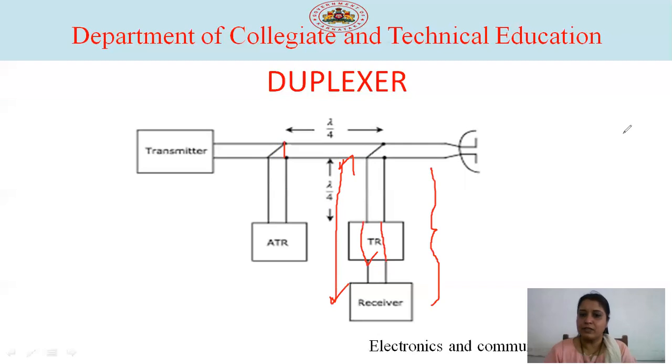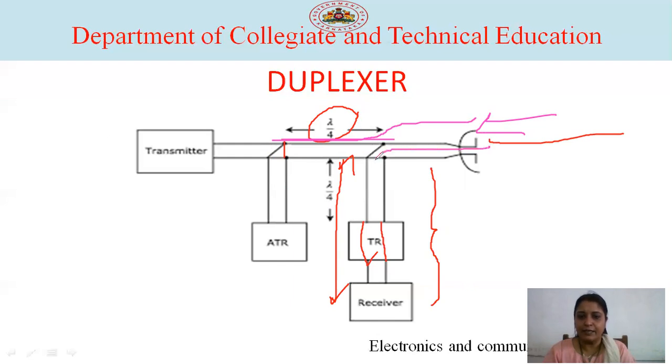Now whatever echo signal comes here, because it is short circuit here, now it is open here. Since it is short circuit, it will be open here because of this lambda by 4 length. Now whatever echo signal is entering here, now it comes here. Now it tries to enter here, but it is short circuit here. Therefore it will reflect here. It can't enter here.